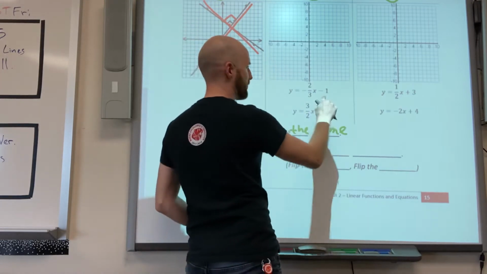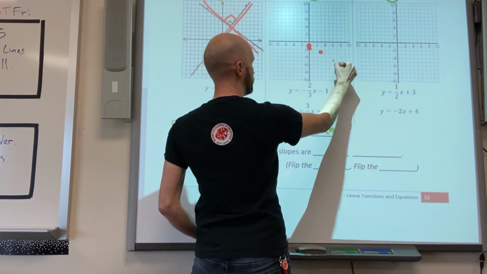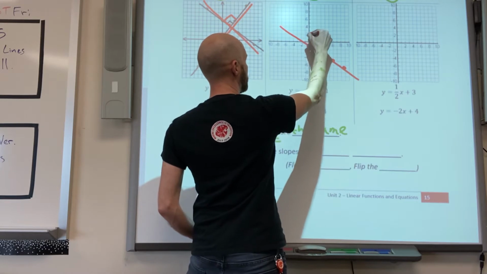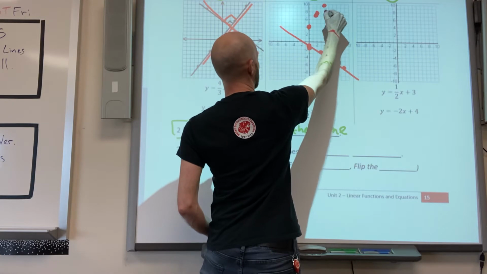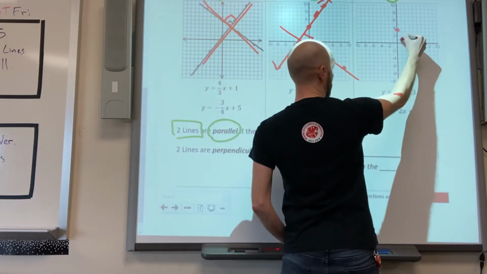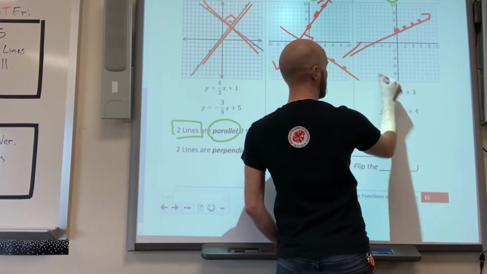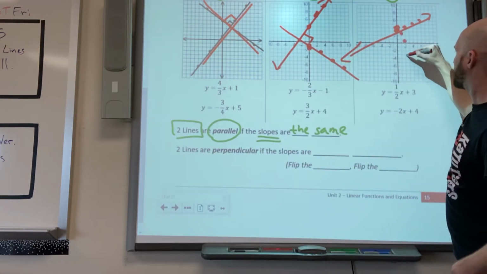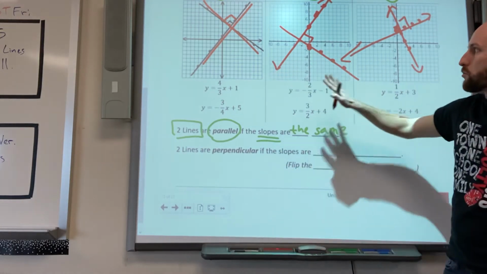So again, very fast. Start at -1, slope -2/3, counting -2, 3. And +4, slope 3/2, counting 1, 2, 3, 1, 2. Okay, 90 degrees. Start at 3, slope 1/2. Start at 4, slope -2, counting 1, -2. Okay, 90 degrees. Okay, so todos esos son perpendiculares.